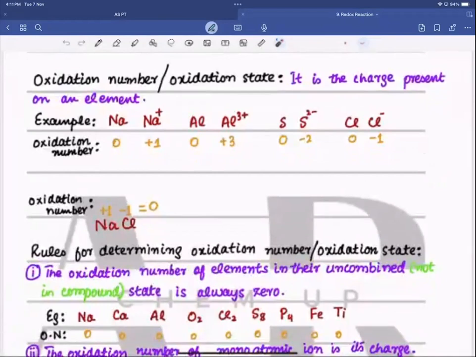We have a periodic table with you. Okay, so try to keep it from the next class.